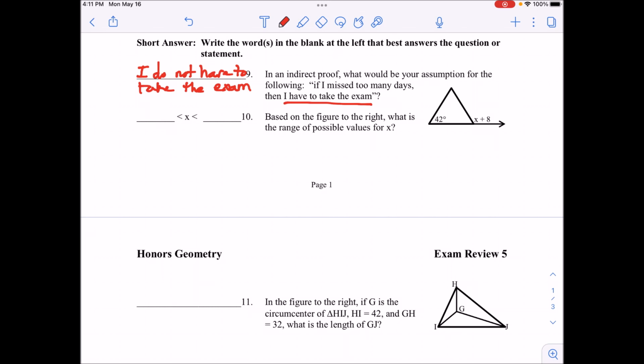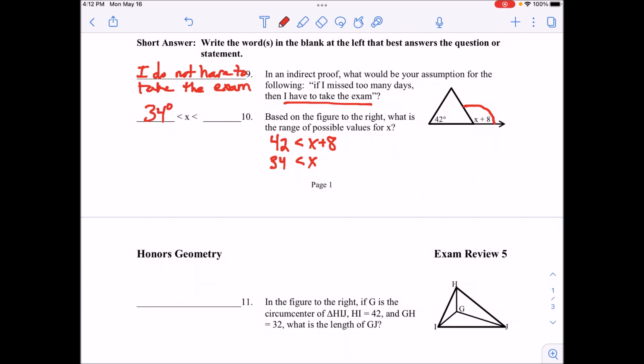Number 10, based on the figure to the right, what is the range of possible values for x? If you notice where x is, it is a portion of my external angle. My external angle of a triangle is equal to the sum of the remote interior angles. Therefore, it has to be greater than either of the remote interior angles. One of my remote interior angles is 42, so x plus 8 has to be greater than 42. If I subtract 8 from both sides, I get x has to be greater than 34.